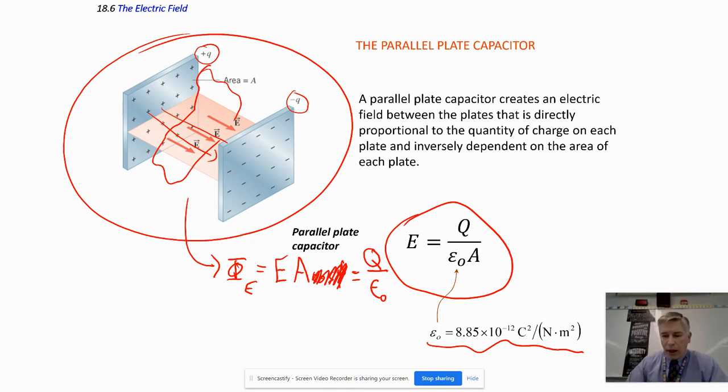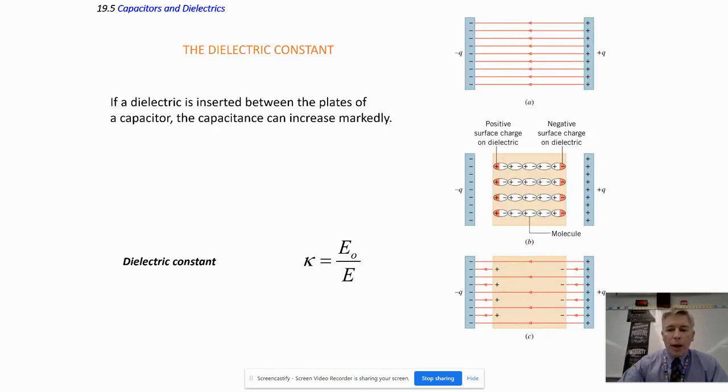You go, okay, why do you care about the electric field? Well, the electric field is what's going to affect how much energy you can actually store, or how much charge you can actually store, or how much capacity the capacitor has. The other thing that's going to be a factor is the dielectric constant that's in between.